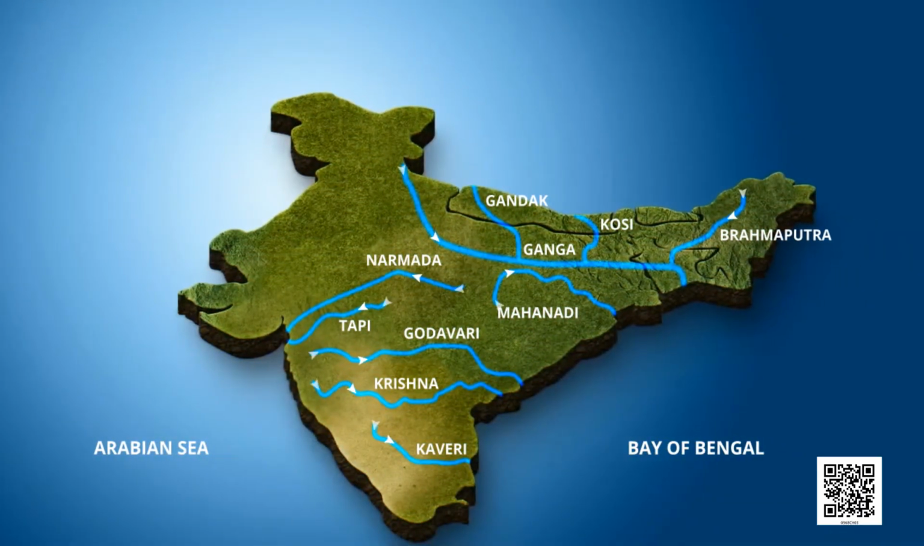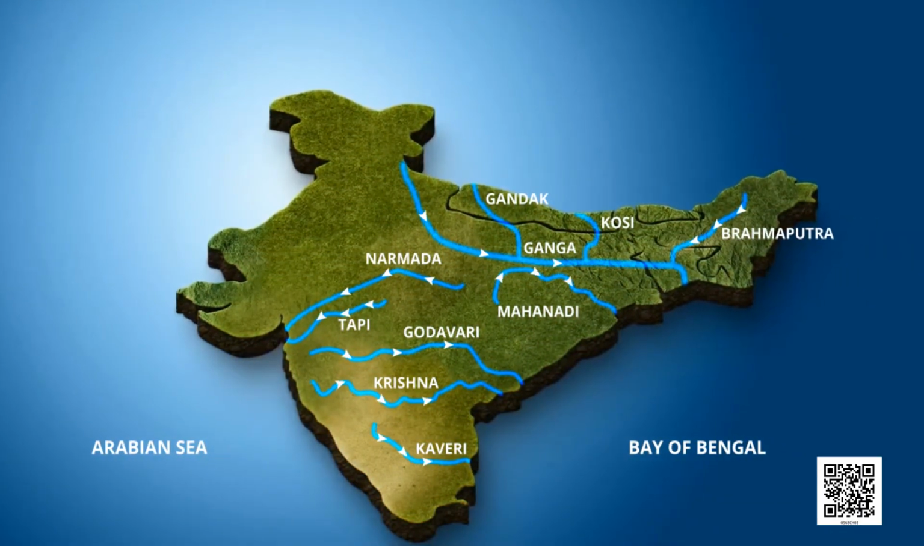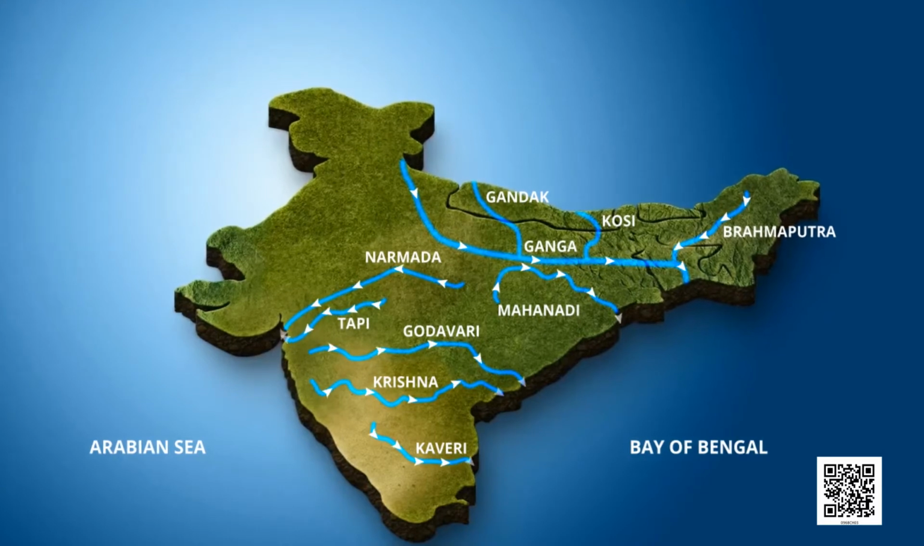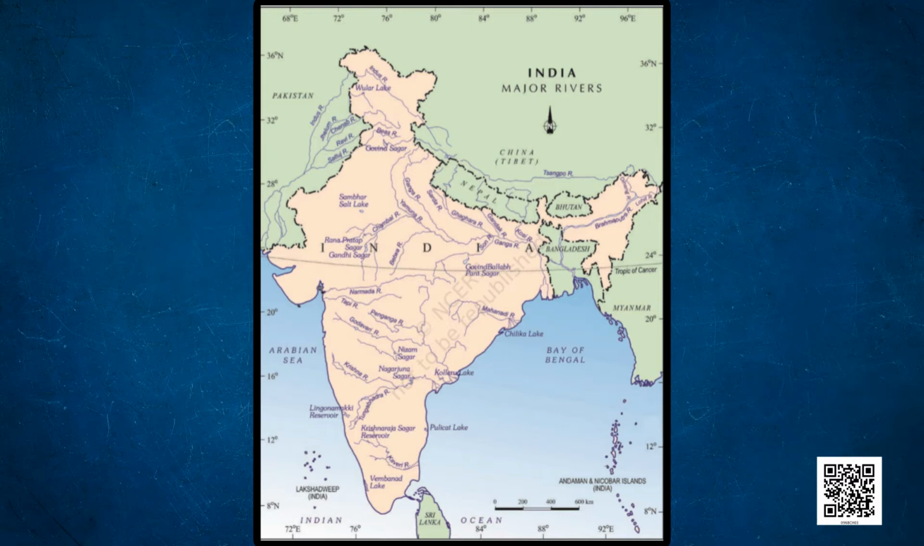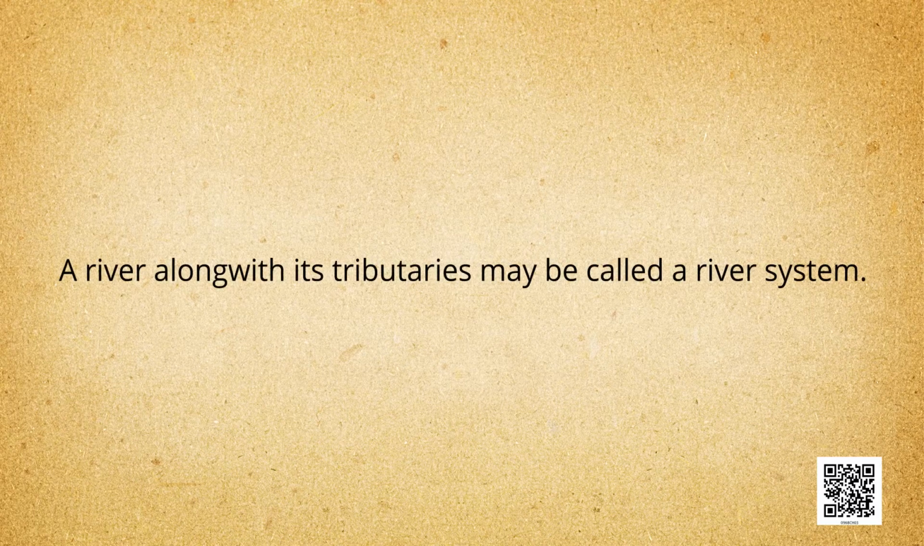Most of the rivers of peninsular India originate in the Western Ghats and flow towards the Bay of Bengal. First of all, we will talk about the Himalayan rivers. The major Himalayan rivers are the Indus, the Ganga, and the Brahmaputra. These rivers are long and are joined by many large and important tributaries. A river, along with its tributaries, may be called a river system.